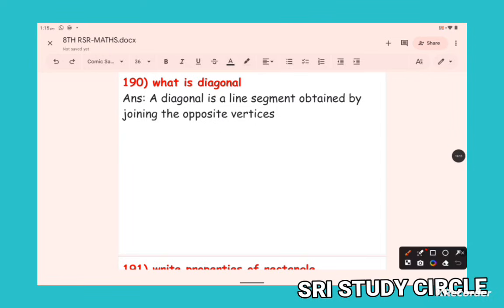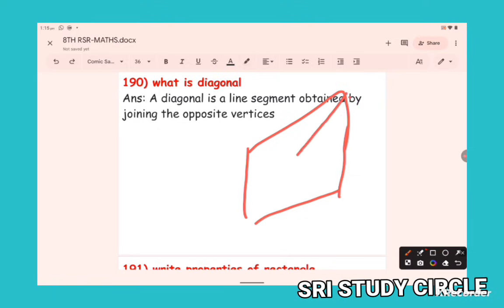What is a diagonal? A diagonal is a line segment obtained by joining the opposite vertices in a quadrilateral. So this is known as a diagonal, and this one is also a diagonal. A diagonal is a line segment obtained by joining the opposite vertices.